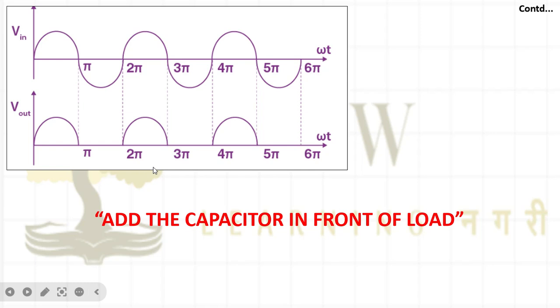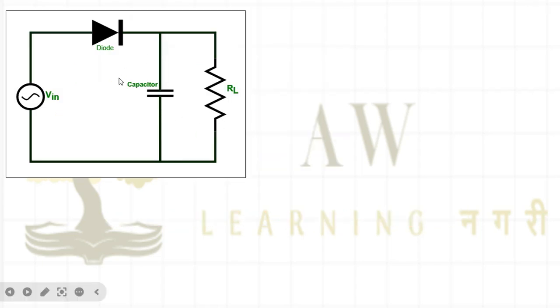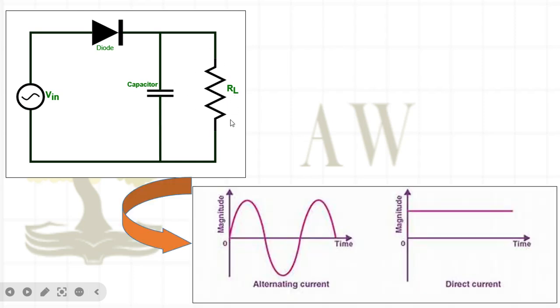So simple solution, add a capacitor in front of the load. If I add one capacitor in front of the load, then I will get a constant output. So I am going to add one capacitor here. The capacitor will charge and discharge, and basically I am going to get one constant output. So when I apply the sinusoidal input, I am going to get such a constant output. This is how an AC to DC converter works.